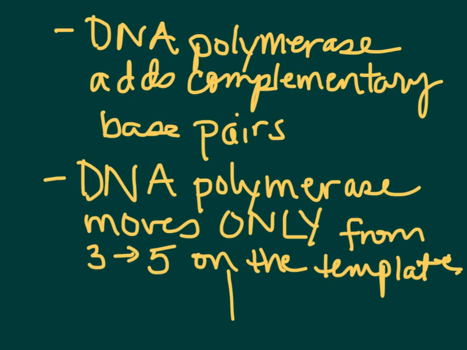Eukaryotic cells have multiple origins of replication. So this happens in many, many places all at once.